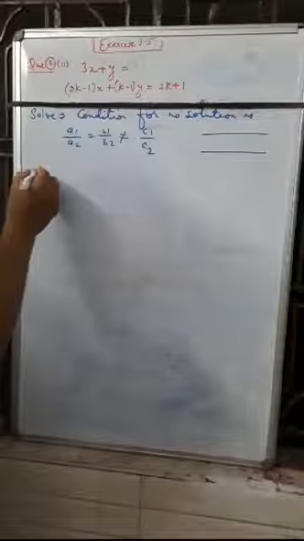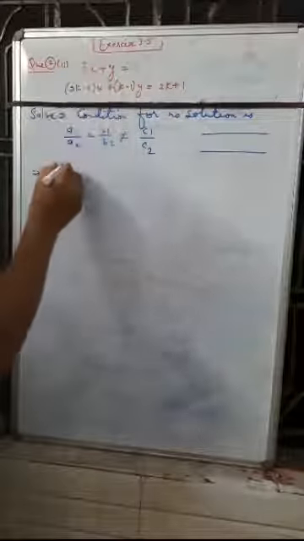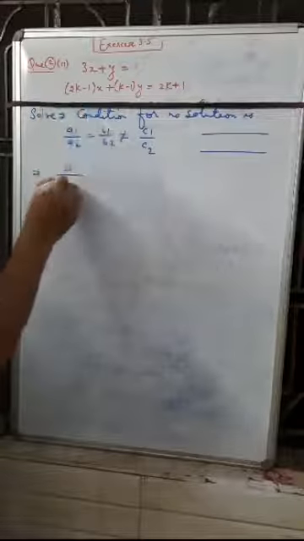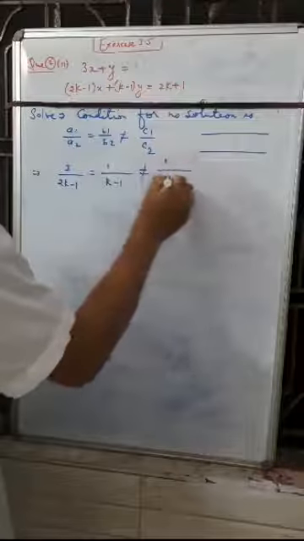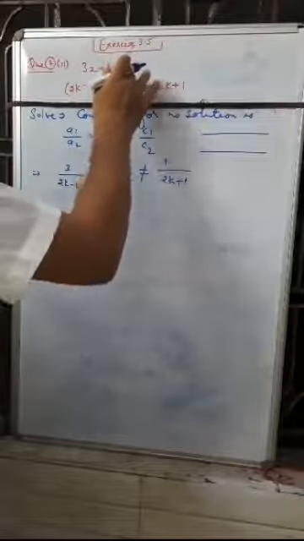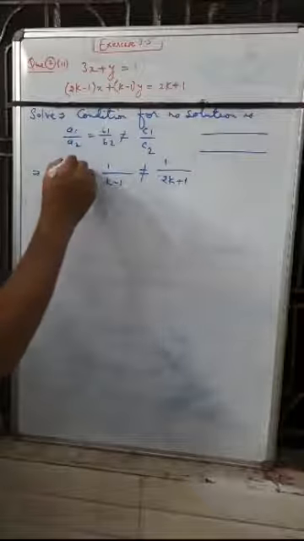So putting the values here, a1 is equal to 3, a2 is equal to 2k minus 1, b1, the coefficient of y, is equal to 1 and b2 is k minus 1, which does not equal c1 upon c2, the constants, 1 upon 2k plus 1. Or if you don't want to put the values, you can transform 1 and 2k plus 1 to the left hand side and you will get this value again. So we will use this relationship here.